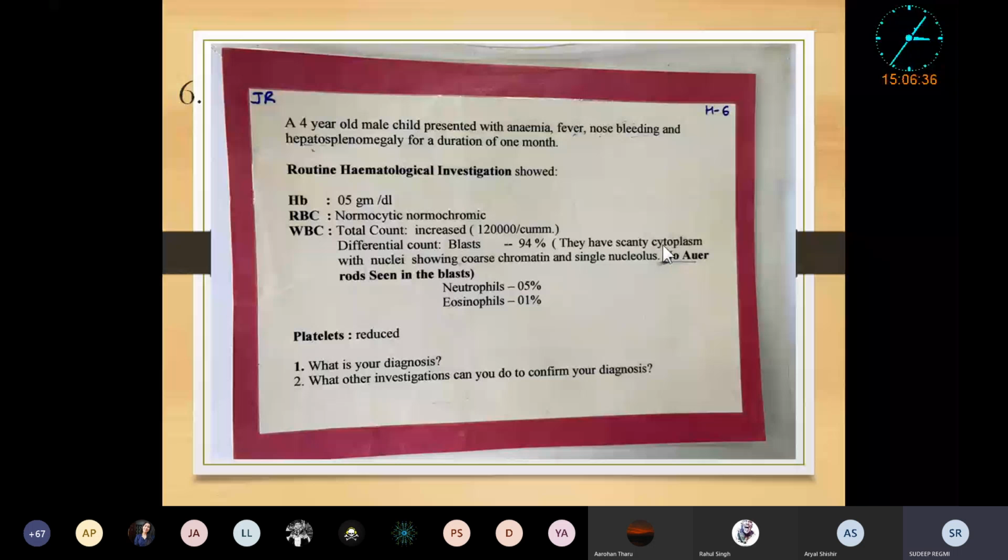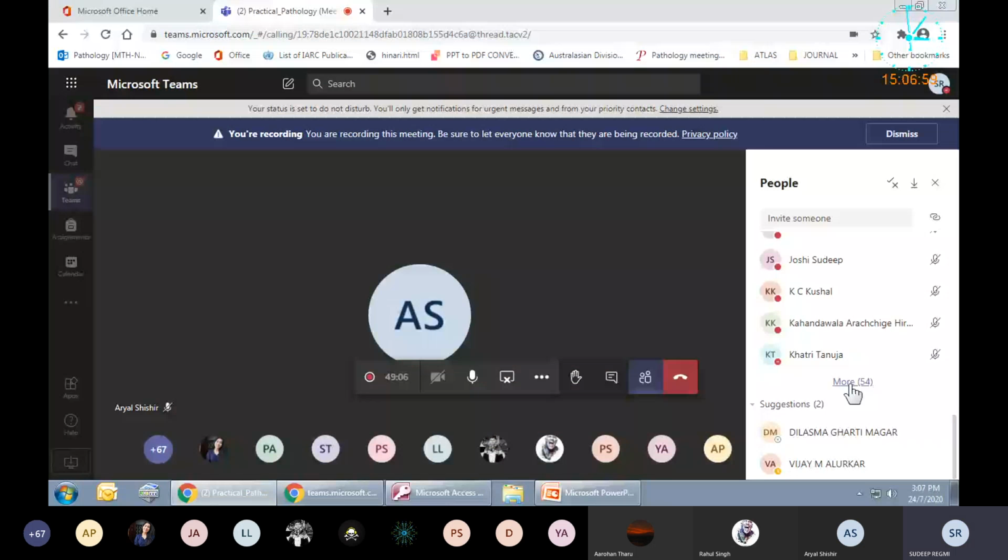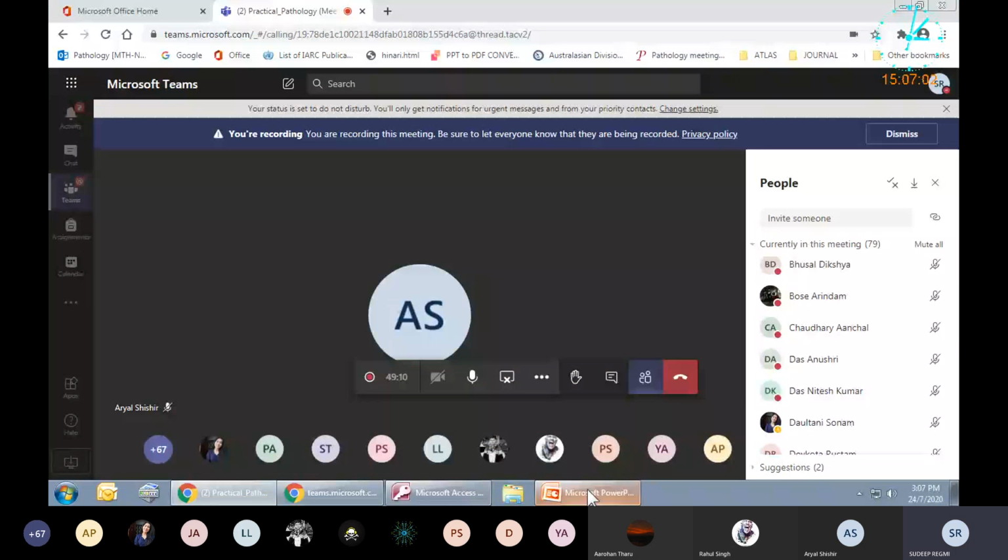So with all these things, you have to say this is an acute lymphoblastic leukemia, and you have to see the age also. So what is the diagnosis? We have discussed that. What other investigations can you do to confirm the diagnosis? Anyone? Okay, Tanuja Khatri. So what other investigation can you do to confirm the diagnosis?